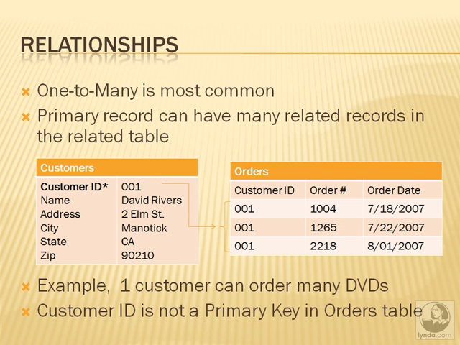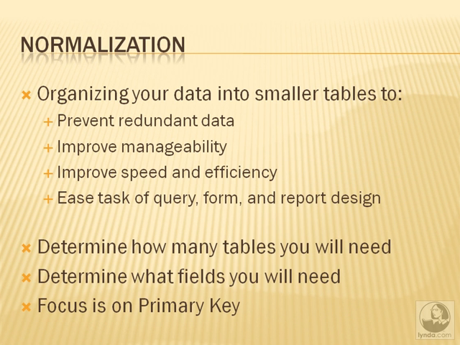So now we need to understand something called normalization. We need to be able to organize our data into smaller tables. That's part of normalization. And the reason we do that is to prevent redundant data. We saw that earlier where name and addresses and so on were repeated throughout a table. By separating them into separate tables, we avoid that redundancy. That improves our manageability of our database, improves the speed and efficiency that we can work with the data, and then it makes creating or designing queries, forms, and reports that much easier. You'll see this when we get into Microsoft Access.